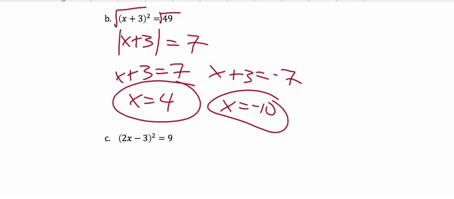If we go back to our original and plug them in, we get 7 squared is 49 and negative 7 squared is 49. Both those things are correct. Okay, moving on to the next one.